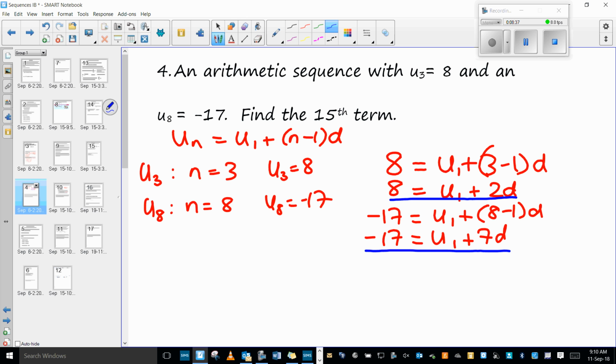Because we've got two equations. We've got two unknowns. So we're going to be solving simultaneous equations. Exciting. Yeah, we'll get it done. We're good.